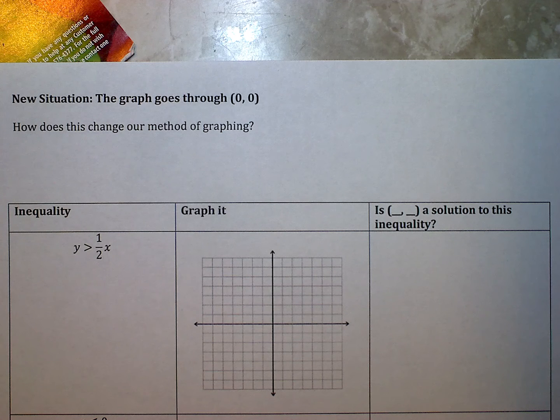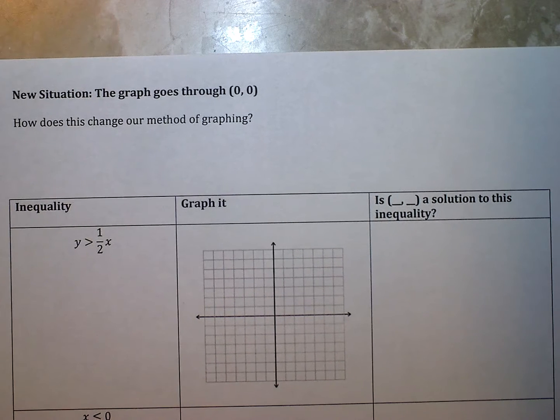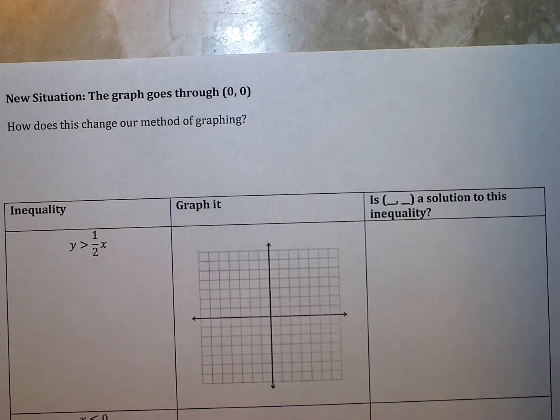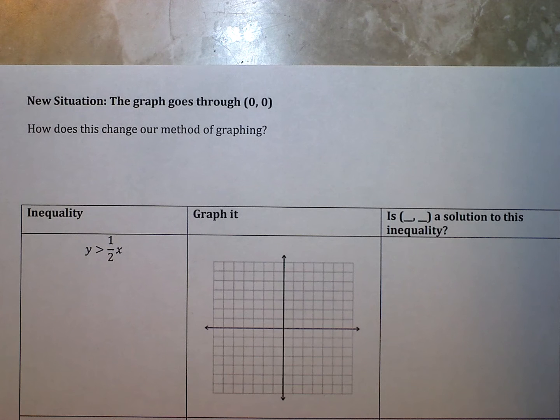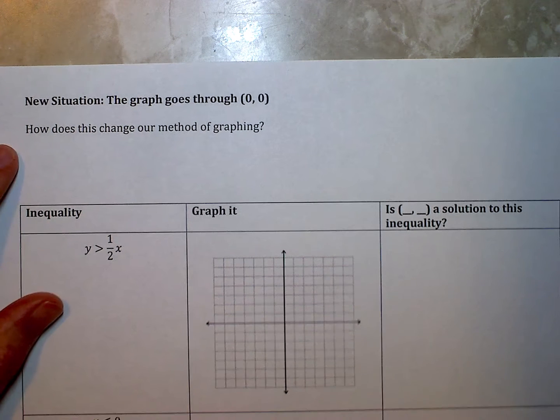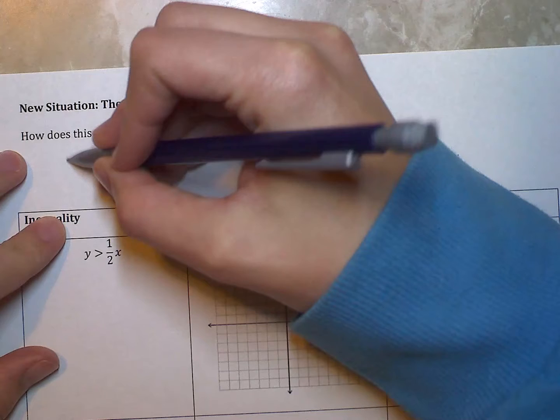In this next situation, we have something a little bit different, a little bit new, which is, what if the graph goes through 0, 0? Well, then it doesn't make sense to plug in 0, 0 because 0, 0 isn't on one side of the line or the other. So then what? How does this change our method of graphing? Well, we just plug in a different point.